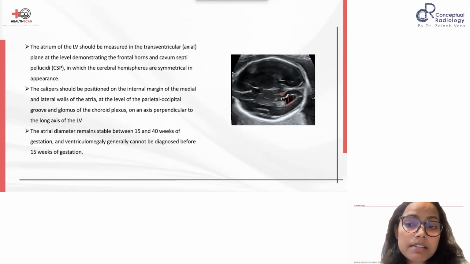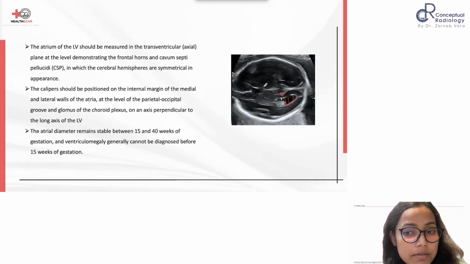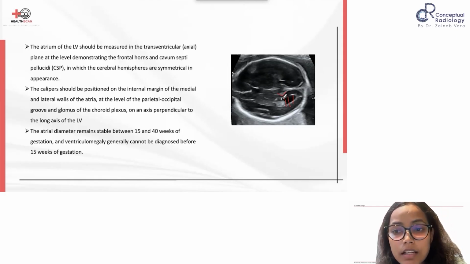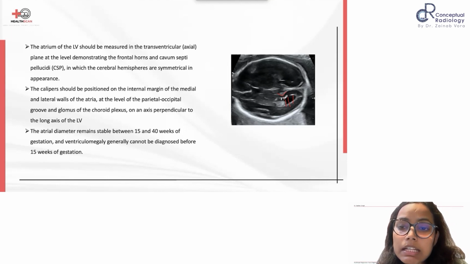So by this, you are measuring one side of the ventricle. We have two ventricles, so we need to measure the other ventricle as well. For that, we need to make the angulations with which the other ventricle will be visible. So remember this plane: the cavum septum pellucidum has to be visible. The two cerebral hemispheres have to be equal size. The midline falx has to be visible. The parieto-occipital sulcus, and measurements have to be taken at the level of the parieto-occipital sulcus with calipers placed along the inner margin to the inner margin.